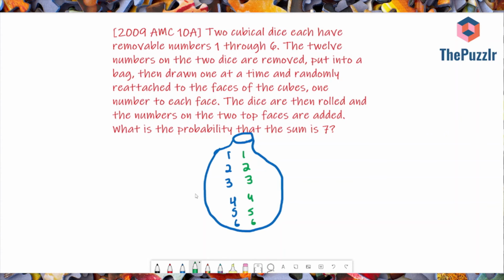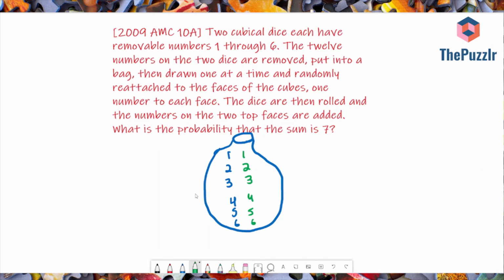Okay, what is this problem asking? It's saying we take 6 of these random 12 numbers, put them on a die, attach the other 6 on another die, roll the 2 dice, and whatever rolls on the top, find the sum. What's the probability that the sum is 7?